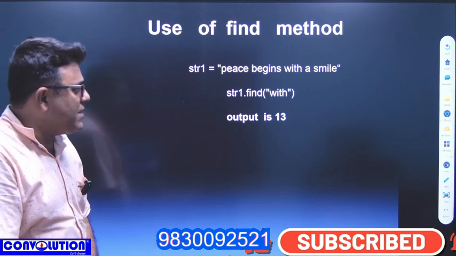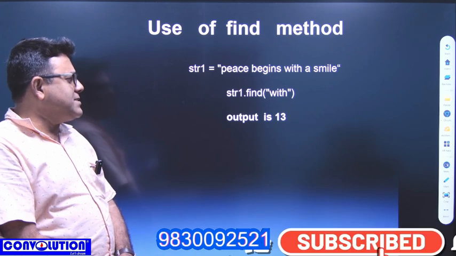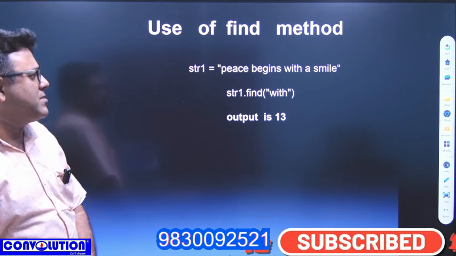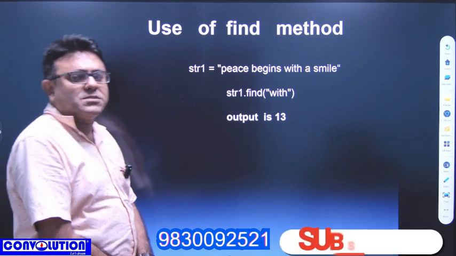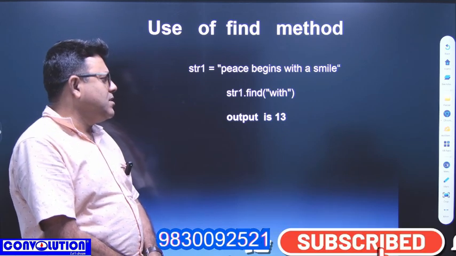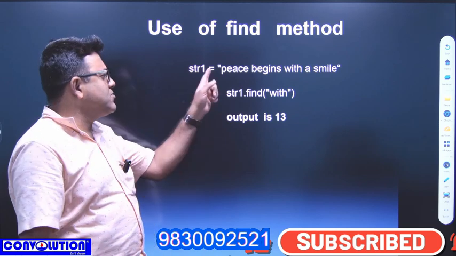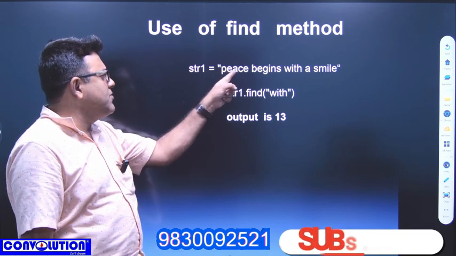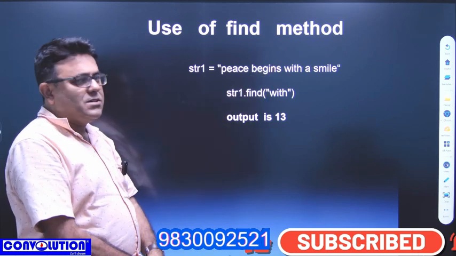So then after the end we have written something called smile. Now what I want, then I said str1.find with. That means the find function will tell me the starting position of width. It is telling me 13, because if you look at this: 0, 1, 2, 3, 4, 5, 6, 7, 8, 9, 10, 11, 12, 13. We have to include the space also.